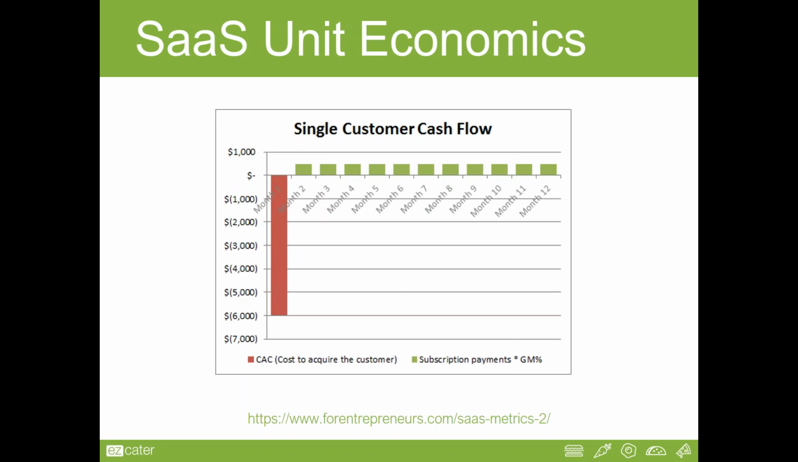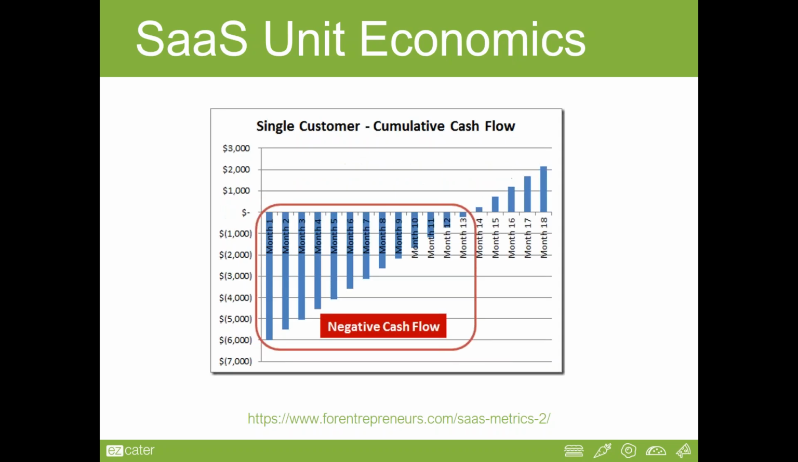So a little SaaS unit economics primer. This is the unit economics model of most SaaS businesses. We're going to spend a lot of money up front, and then we're going to get it paid back month after month after month, right? This is the cumulative cash flow here. You can see we're going to start off in the hole, and then it's going to come back. And at month 13, that's our payback period. And this is a good, happy SaaS operating model here.